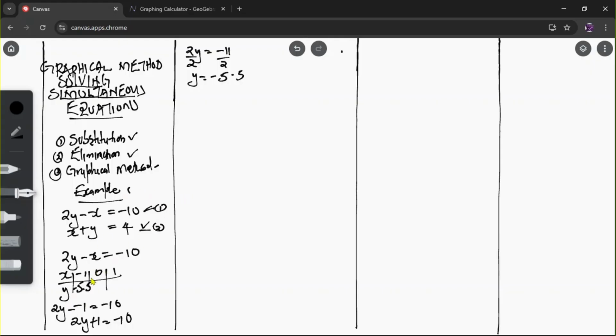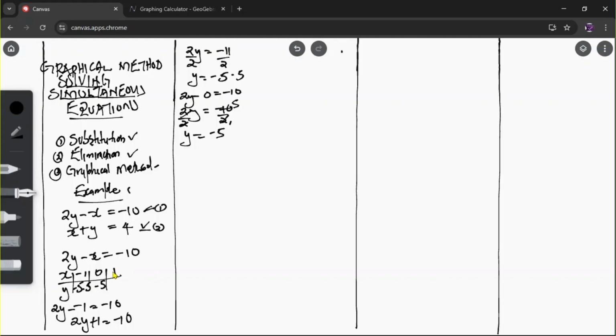What about when x is equal to 0? I'll do the same thing: 2y minus 0 equals minus 10. If I take this to the other side, nothing will change, so I'll have 2y equals minus 10. If I divide both sides by 2, y will be minus 5. So the second coordinate is minus 5.